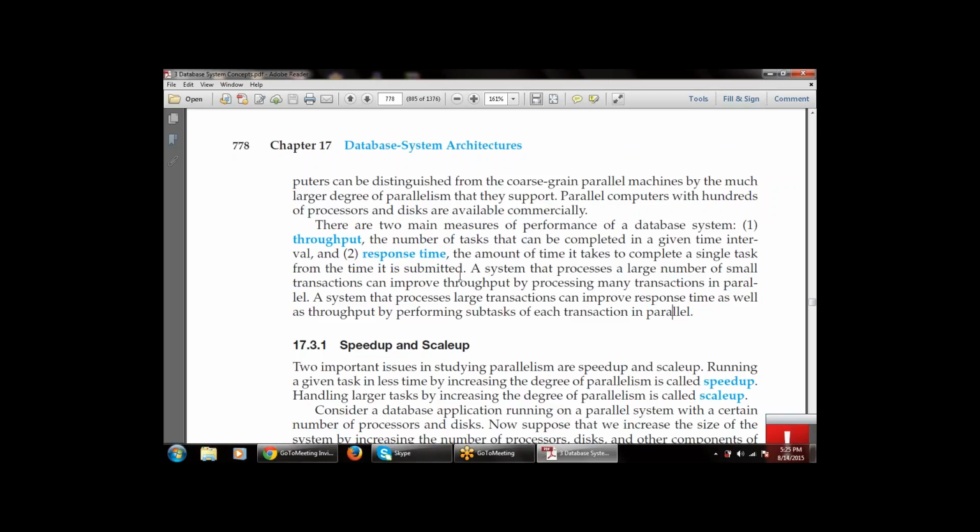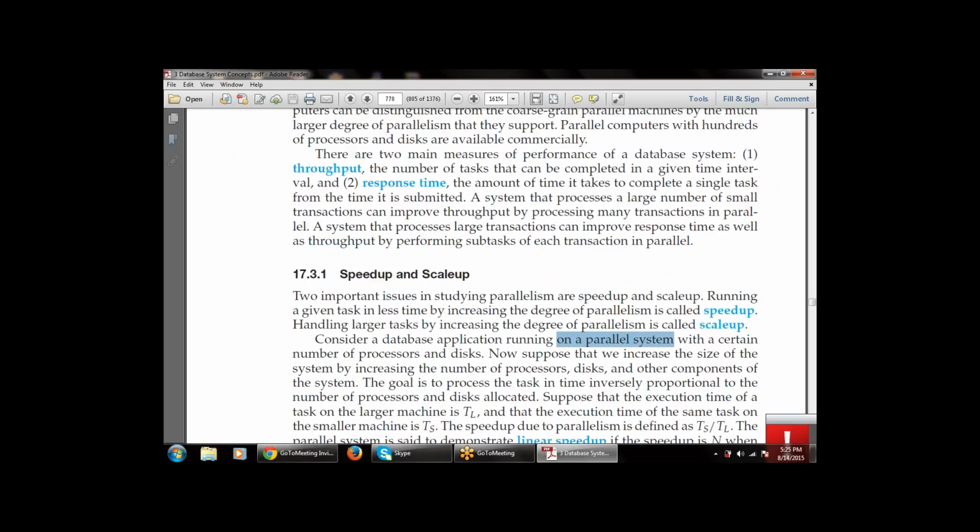Now consider a database application running on a parallel system with a certain number of processors and disks. Suppose we increase the size of the system by increasing the number of processors, disks and other components of the system. The goal is to process the task in time inversely proportional to the number of processors and disks allotted.